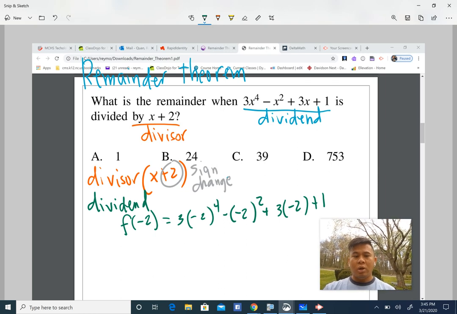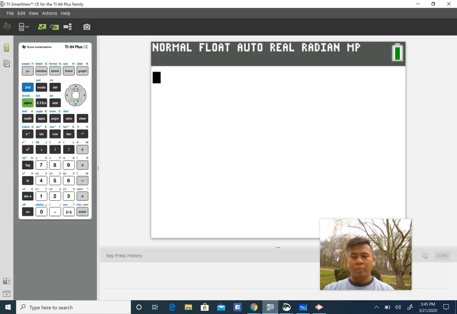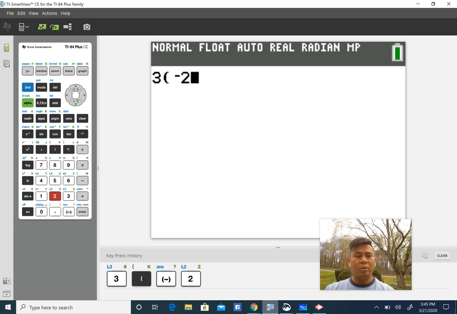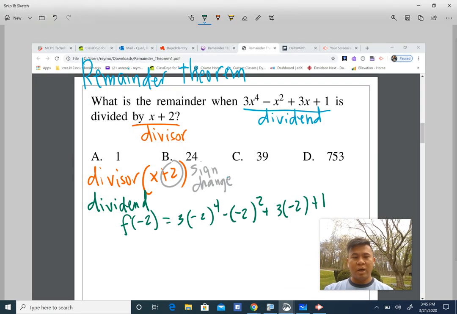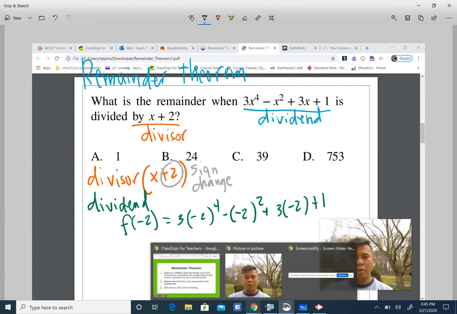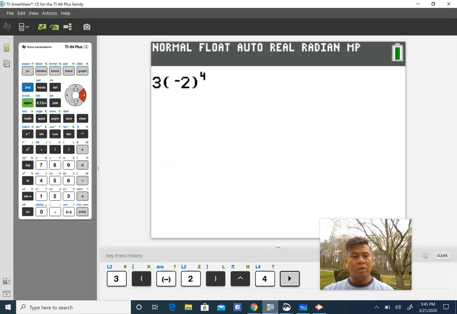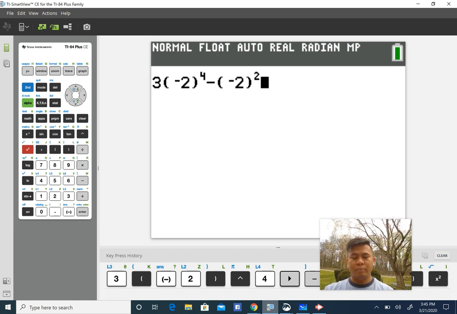In this case, we're going to put this in our calculator as follows. 3, always put the x value negative 2 inside a parenthesis. So our negative will be the one with the negative parenthesis. This caret up will be our exponent to the fourth power. Press right to go to the next term. Our next value is negative of negative 2 squared. So again, that will be minus negative 2 squared. I'm using the x squared button in here.